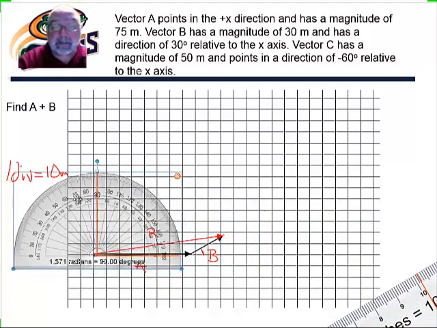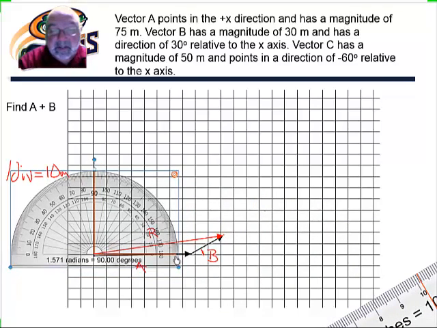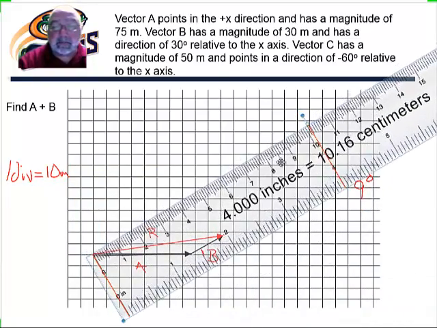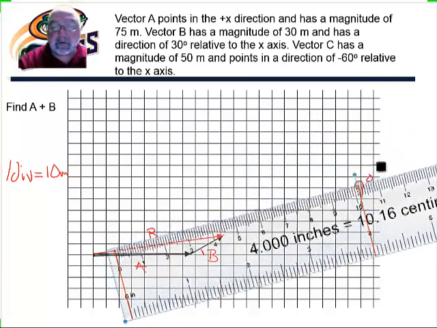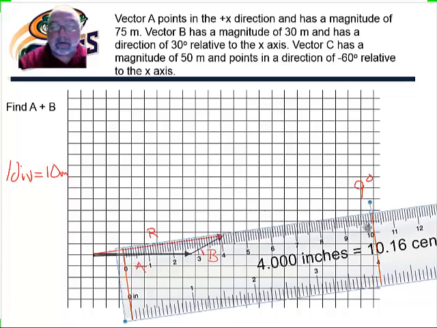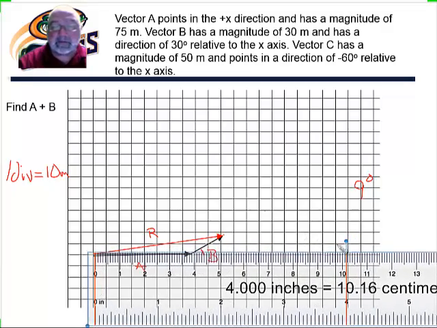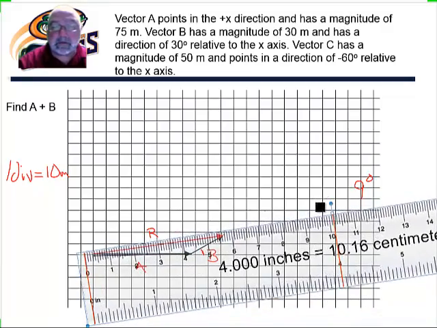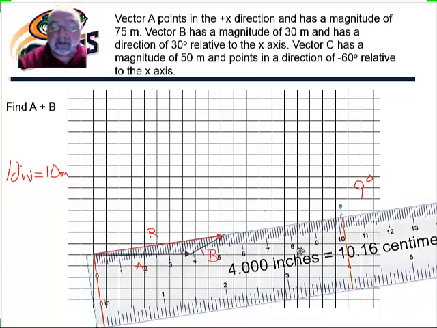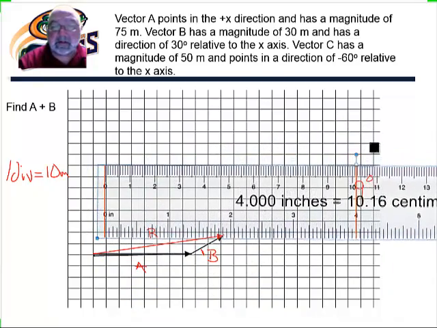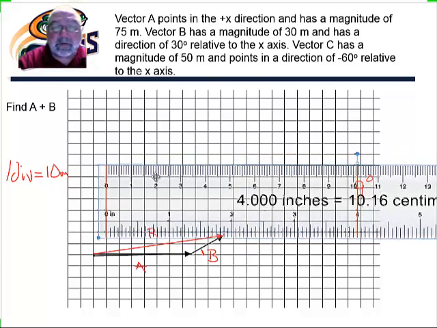I'm going to bring the protractor back in, and it looks like the resultant goes through about 9 degrees. So 9 degrees. And then I need to bring my ruler in so I can measure it properly. Okay, so it looks like it's about 5.2. Bring it down again just to make sure. About 5.2, and I'm going to put the ruler up so I can get the right scale.